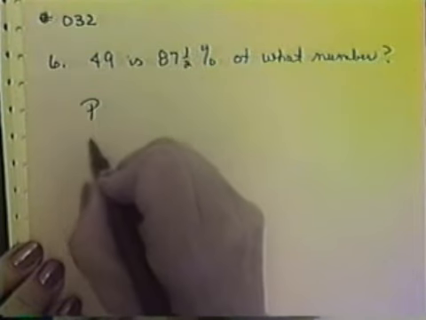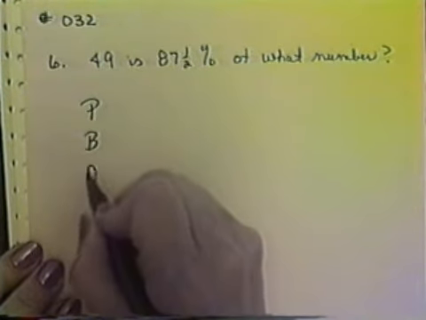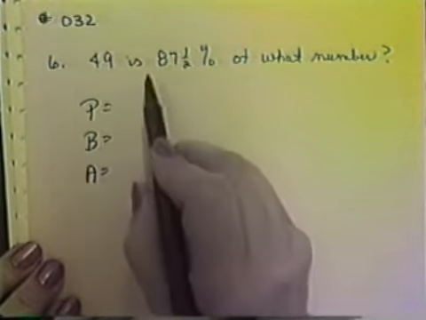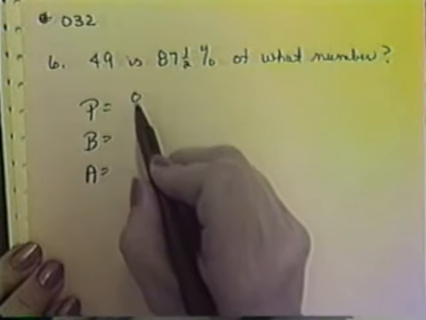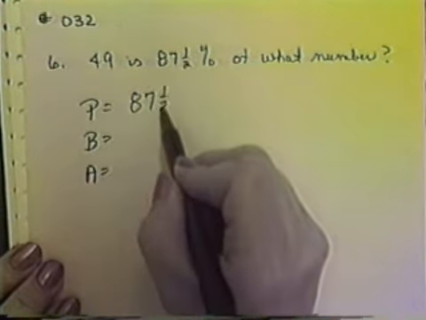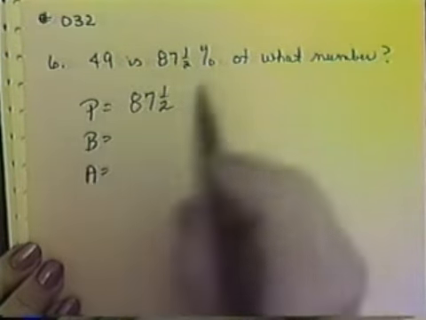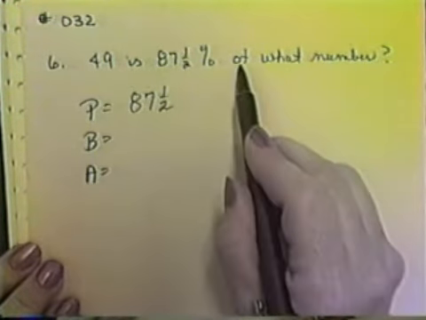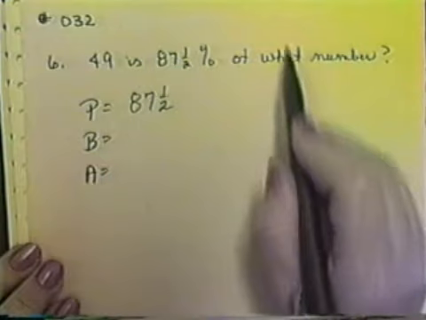So I need to identify my percent, my base, and my amount. Okay, percent, again, is fairly obvious. It's 87.5. The base: the percent of what? Okay, we're taking the percent of what?